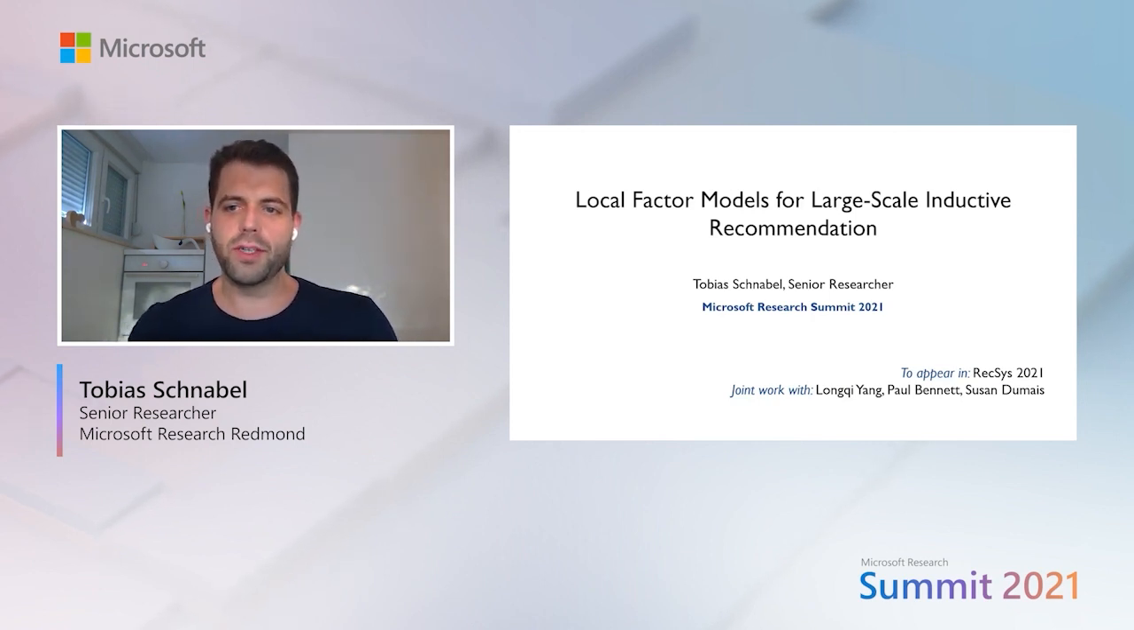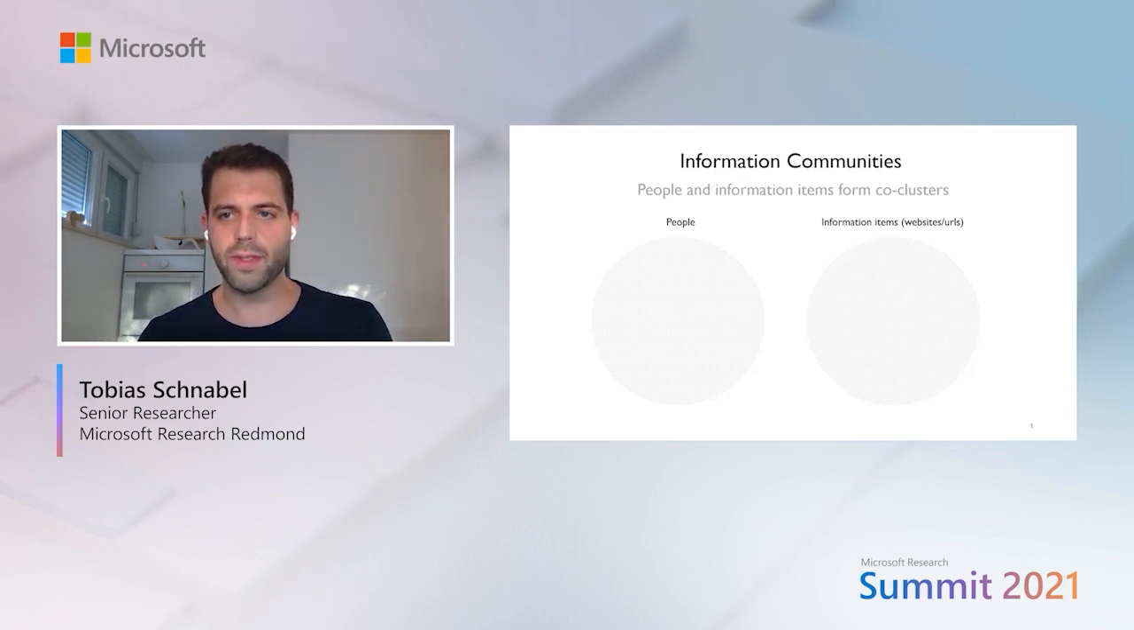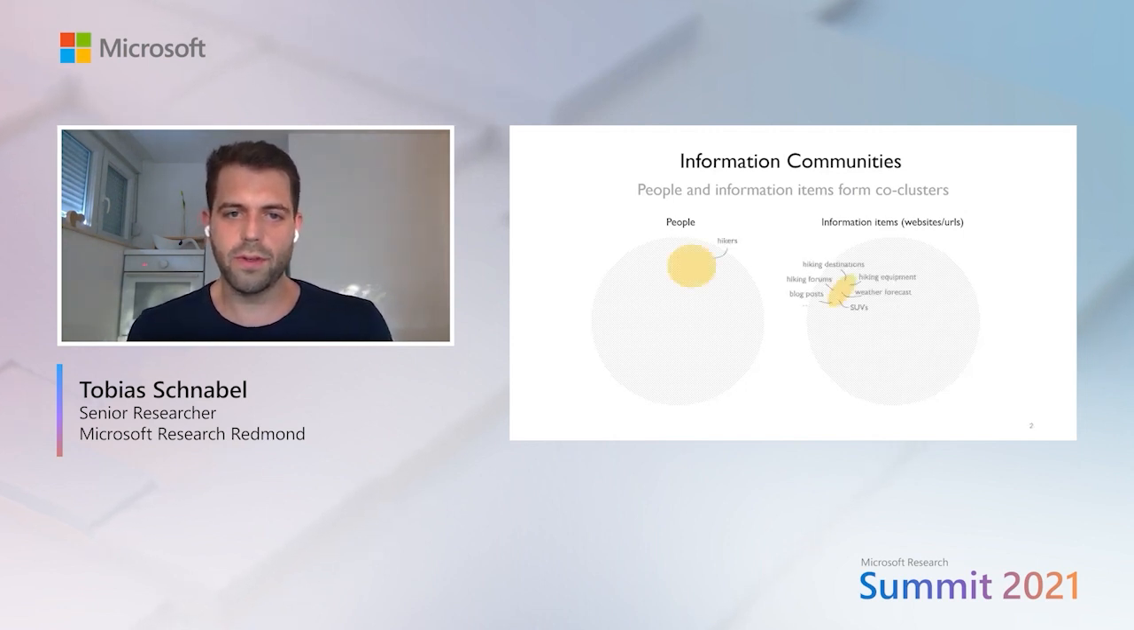We started this project by thinking about how people and information items such as websites or URLs interact. And we think that it's natural for these items to form co-clusters with people. So let me be more specific. For example, we would have a group of hikers and they would interact with websites such as hiking destinations, hiking forums, hiking equipment, and so on.